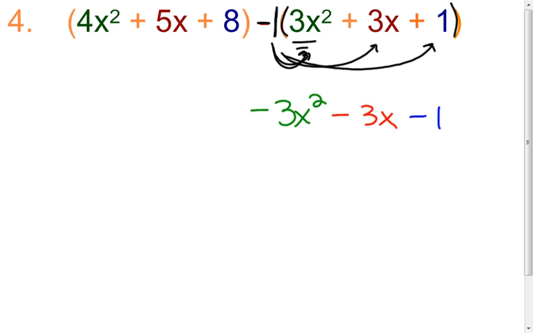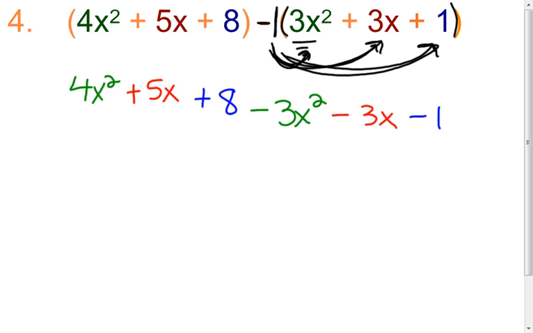And that's because I distributed that negative 1 through. So negative 1 times 3x squared was negative 3x squared. Negative 1 times 3x is negative 3x. Negative 1 times 1 is negative 1. So that's where I got that. I do not need to touch anything in the front parentheses. I do not have a negative in front of it, so I don't need to switch any of the signs. I can just leave that one.